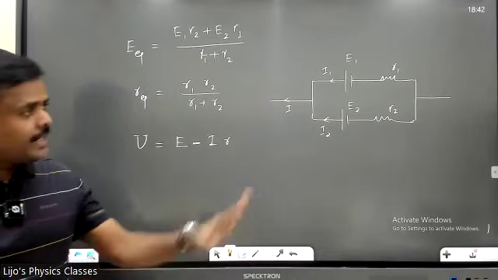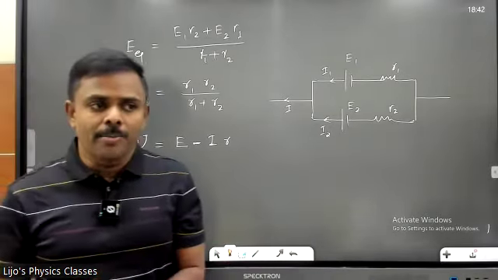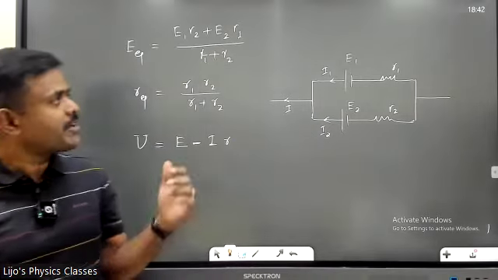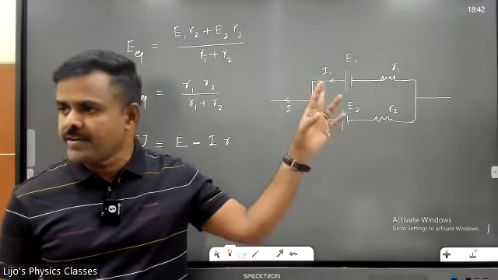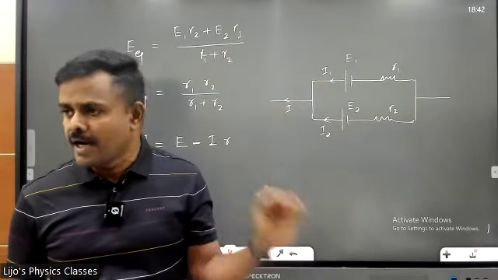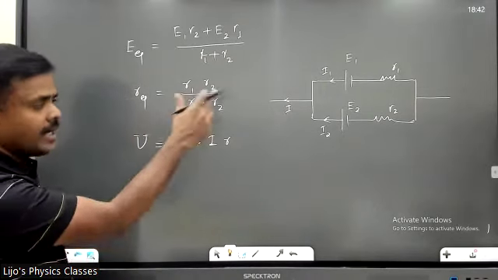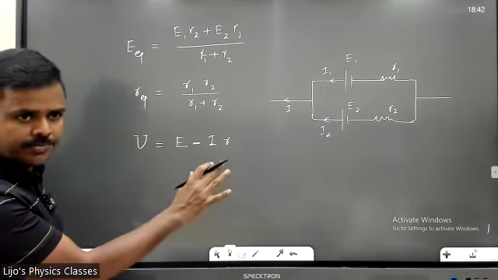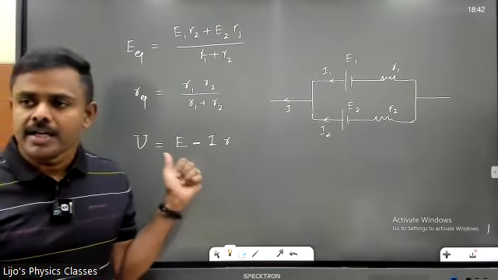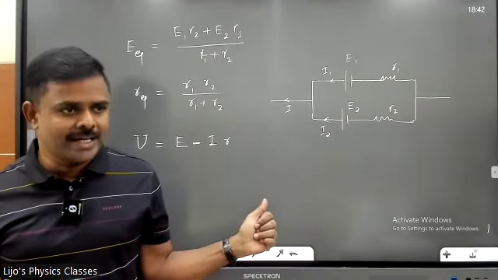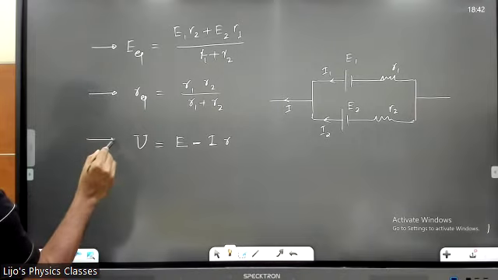All right. So that's the end of the cell part. I repeat one more time. We have a parallel combination of cells. What is the effective EMF? Effective of those two is E1R2 plus E2R1 divided by R1 plus R2. And the equivalent resistance is given by R1R2 divided by R1 plus R2. And for a cell, we have an equation of this kind: V is equal to E minus IR. This is the first equation, this is the second equation, this is the third equation.